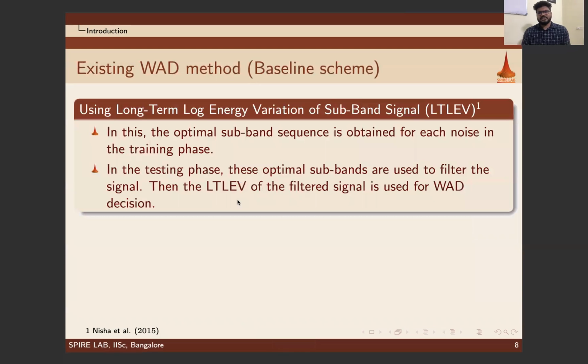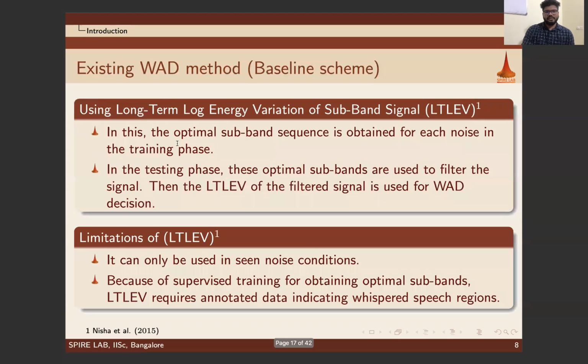Several features have been proposed to handle whisper activity detection. Among these, using long-term log energy variation of subband signals, that is LT-LEV, is known to perform better than existing features. In this, the optimal subband sequence is obtained for each noise in the training phase. In the testing phase, these optimal subbands are used to filter the signal. Then the LT-LEV of the filtered signal is used for the decision. Even though this method performs well, there are several limitations.